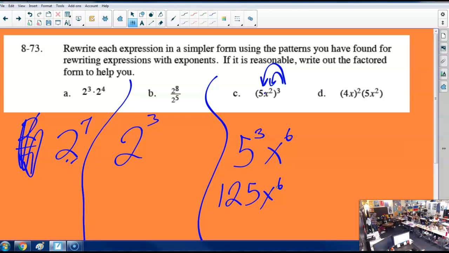This is actually, everybody do D real quick on your paper. Take a minute, because this is tough. I bet like half of us get it wrong. No, it's on your paper. Do it on your paper.